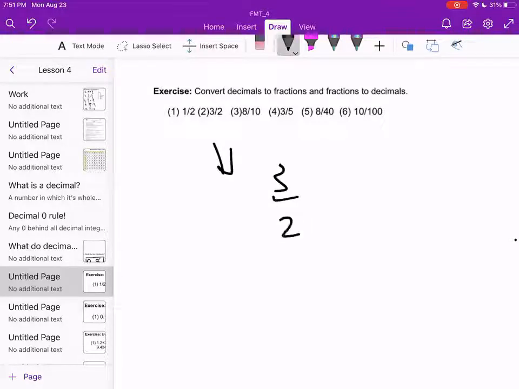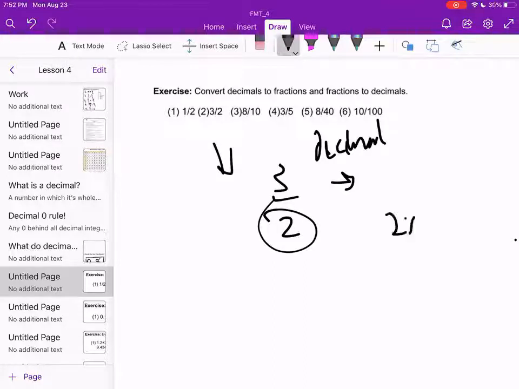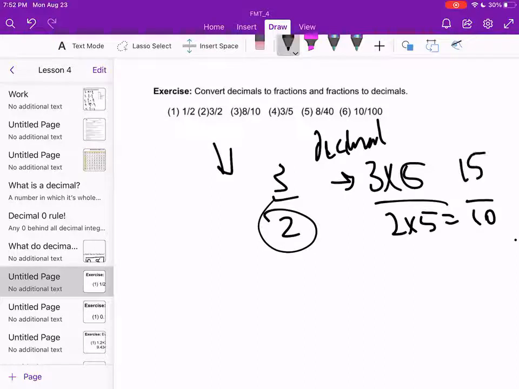3/2 to a decimal. So again, we have the 2, right? We know that this can be converted to tenths. So if we multiply 2 by 5 to get 10 on the bottom, we also need to multiply 3 by 5 to get 15. So now we have 15/10. You're going to say, whoa, it's an improper fraction. What do I do? Well, we already learned how to convert improper fractions to proper fractions, right?